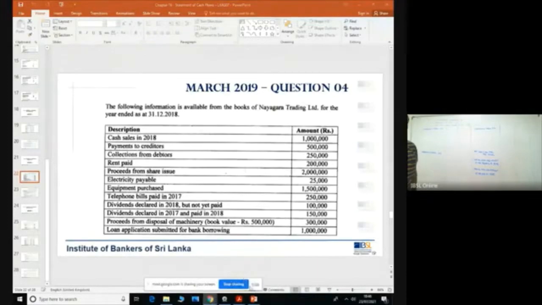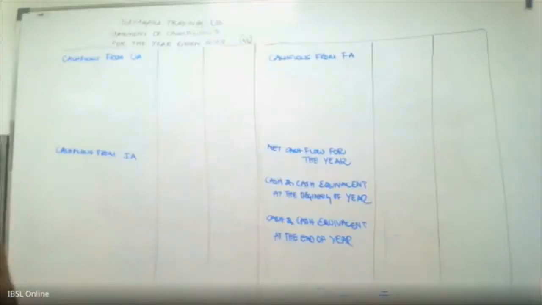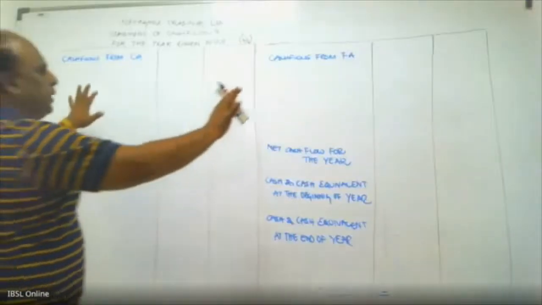In the examination, when you are doing a cash flow question, this is how you should do it. I hope you can see the board. Is it visible? Can you see the board? Yes, sir. Right. Now this is your double spread page.